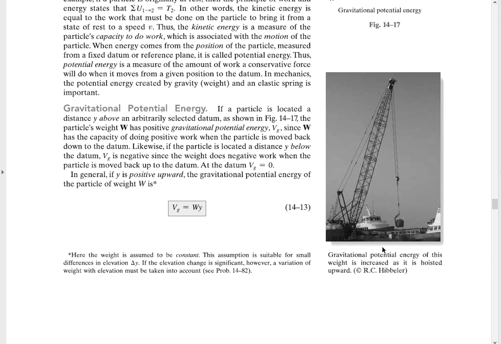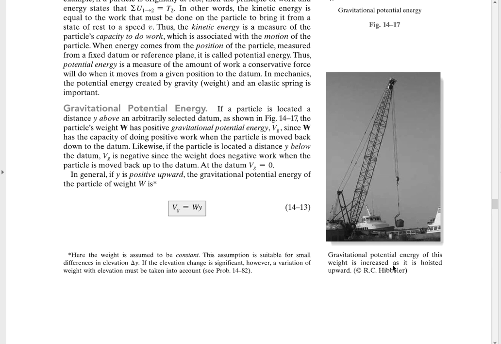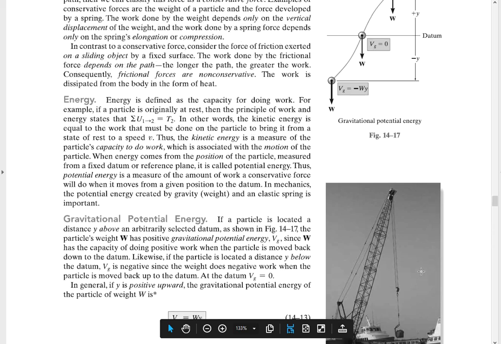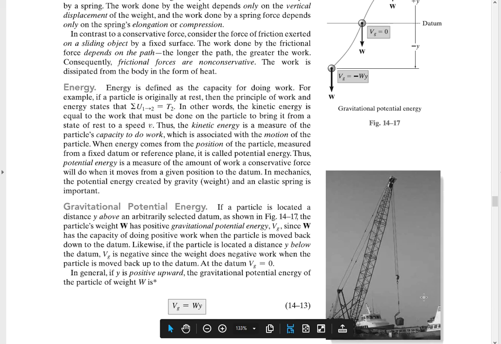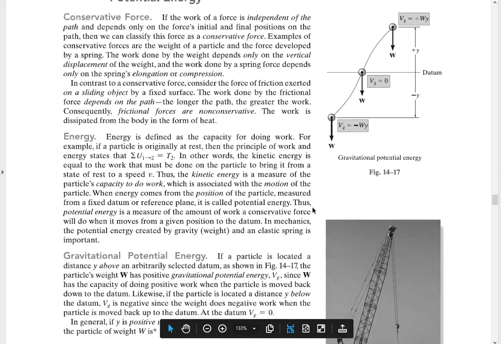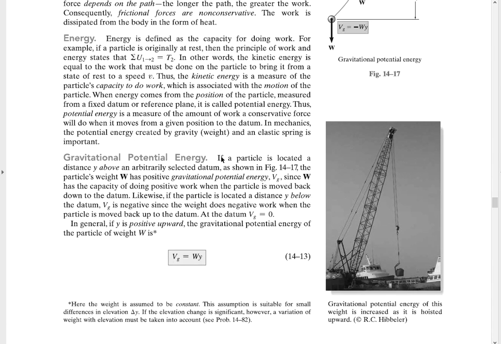If you maneuver weights, sometimes you see cranes installed on top of buildings that are under construction. But you choose the datum at the ground level. Okay, if you manipulate weights inside of a pit, you choose the datum at the bottom of the pit for convenience, but it's not necessary. Anyway, we discussed energy, we discussed kinetic energy. So kinetic energy is a measure of the particle's ability to do work by virtue of its motion.